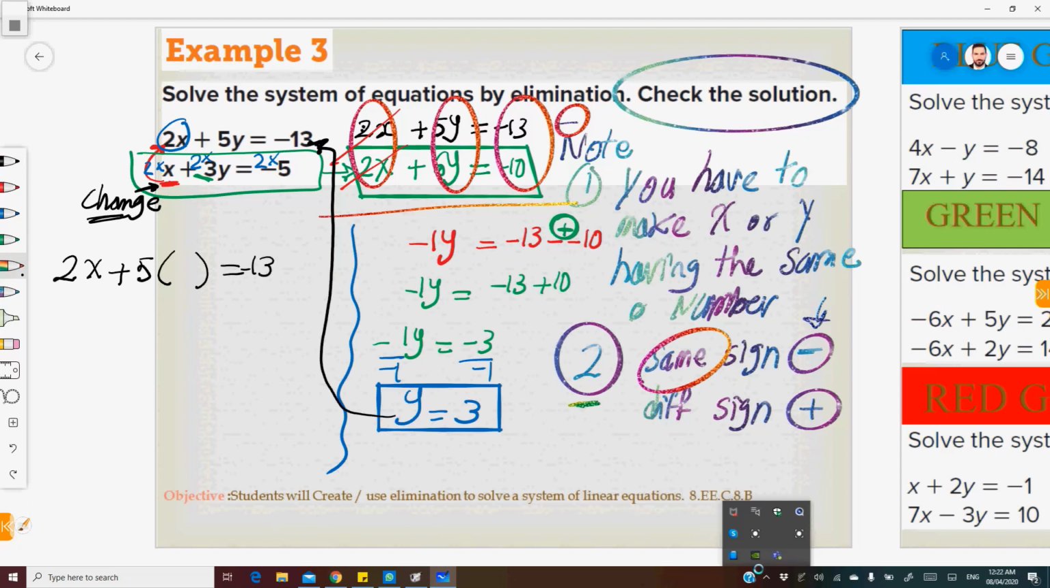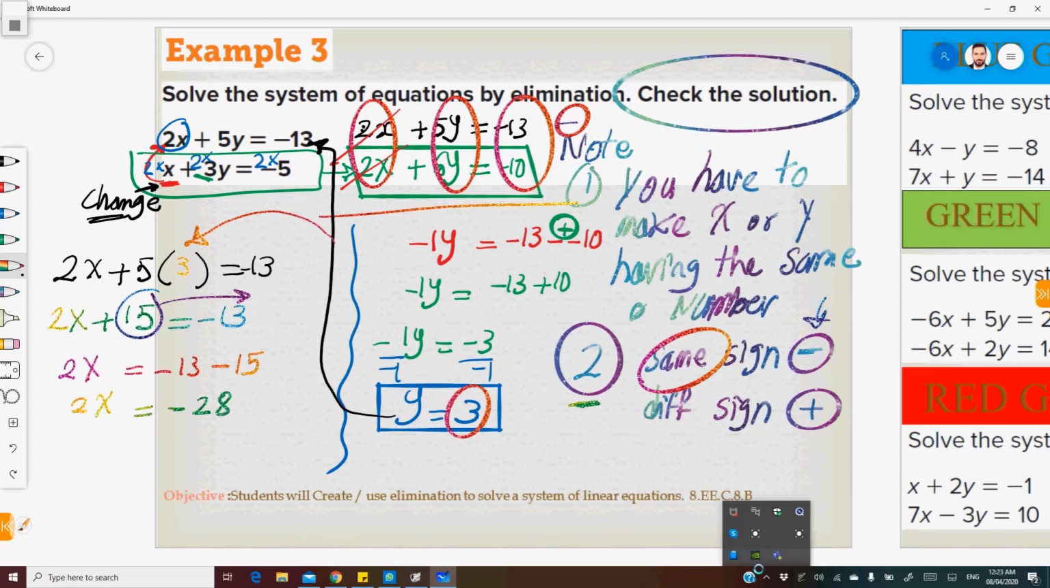Then you will substitute y equal to 3 here. Okay, I will put 3. 2x plus 5 times 3 is 15, equal negative 13. What do I have to do with 15? You have to switch it to the right hand side. 2x equal negative 13 minus 15. It was positive, now it's negative. 2x equal negative 28. Because negative 13, negative 15, I will add them together, so it will be negative 28.